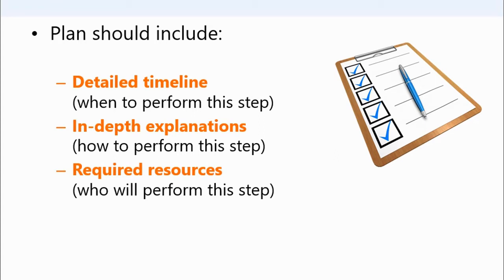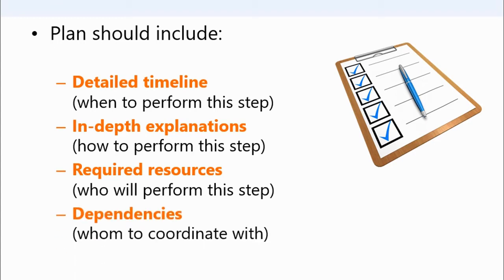And then also you should point out the required resources. So who will actually perform this step? Maybe not the actual person, but at least a department, right? So you can say this step will be performed by the asset accounting department, and this other step needs to be performed by, you know, the general ledger department or something. But just so that everybody knows who is responsible for what step in the closing process.